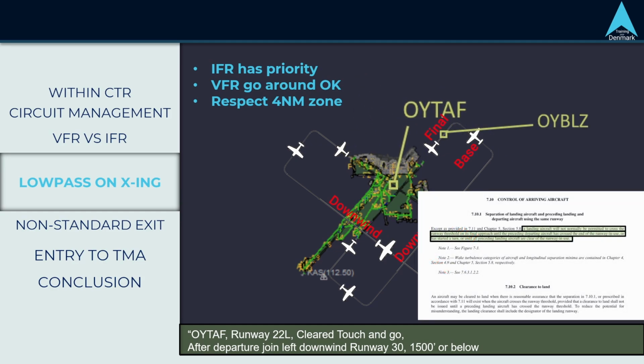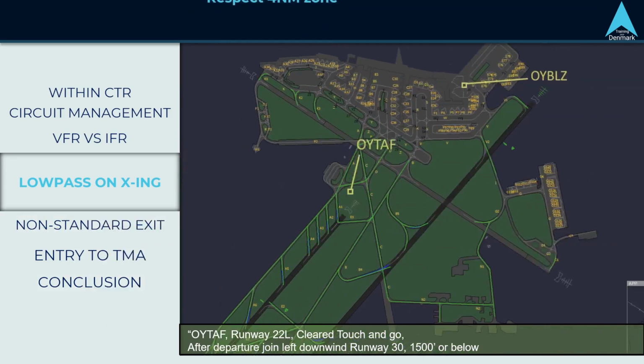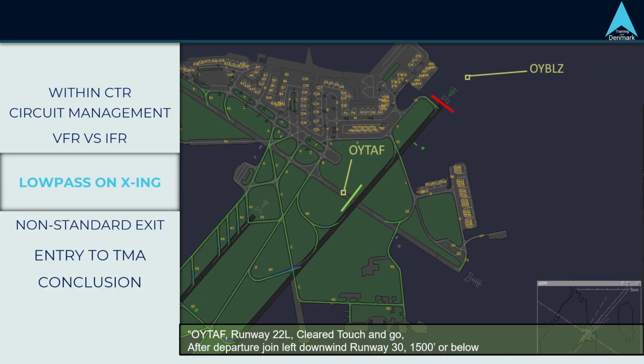The separation is similar to what you learned earlier. Oscar Yankee Juliet Bravo may not be allowed to cross the threshold until Bravo Lima Zulu has crossed the intersection between the runways. And you also got to be careful with taxiing airplanes crossing the runway.